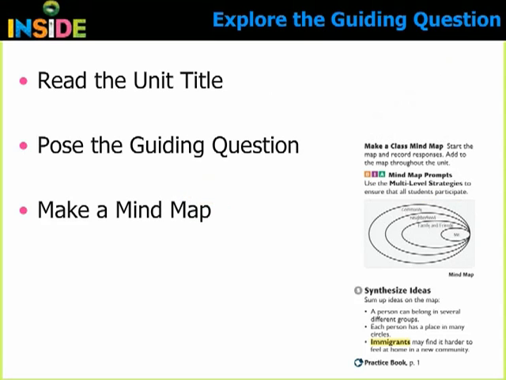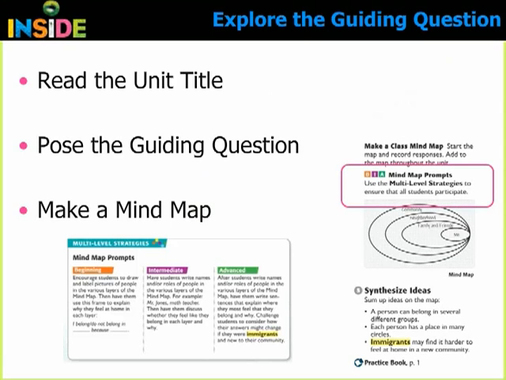Now it's time for students to make a class mind map that they will add to throughout the unit. These graphic organizers take students step by step through the hidden thinking processes that proficient readers and writers habitually use. Multi-level strategies are provided to ensure that all students participate in the creation of the class mind map. Take a moment to read through these strategies and notice the difference in each level.